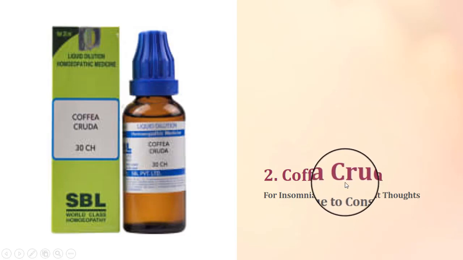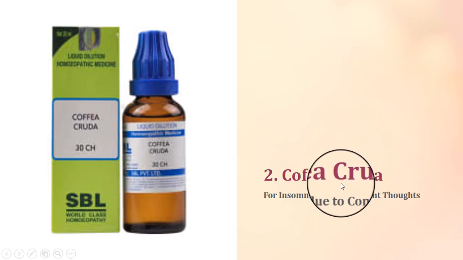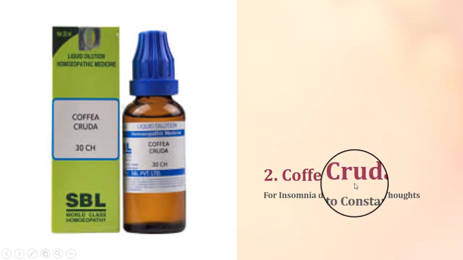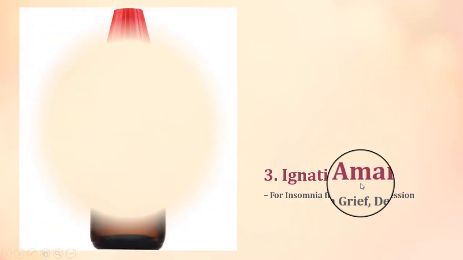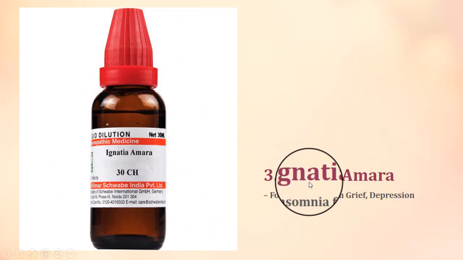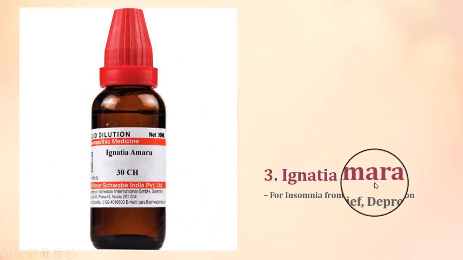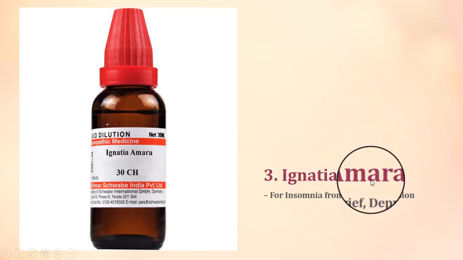This was all about our second medicine. We have discussed the various symptoms on the basis of which you can take this medicine, that is Coffea cruda. Now our third medicine for insomnia, that is Ignatia amara. It is for insomnia from grief and depression.